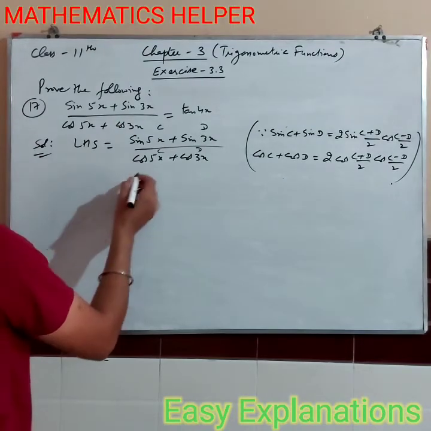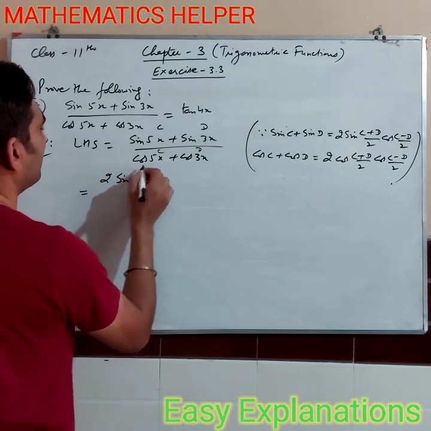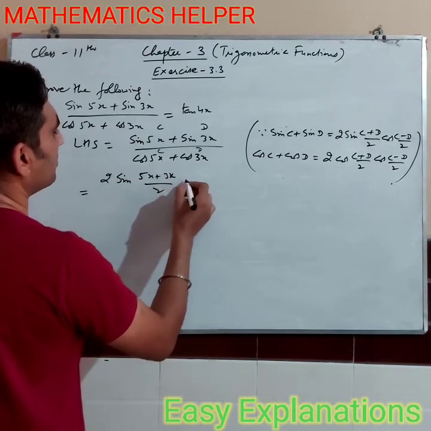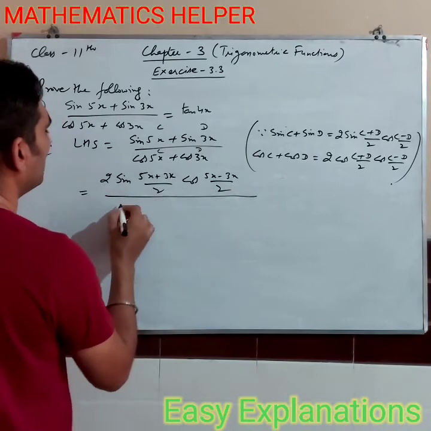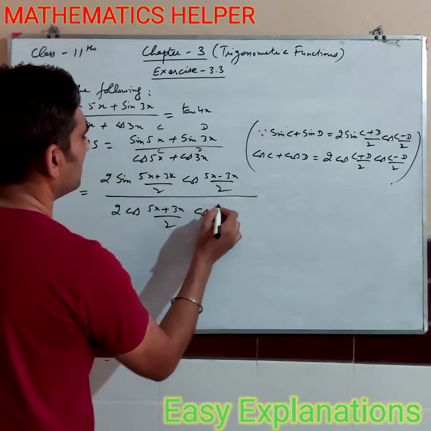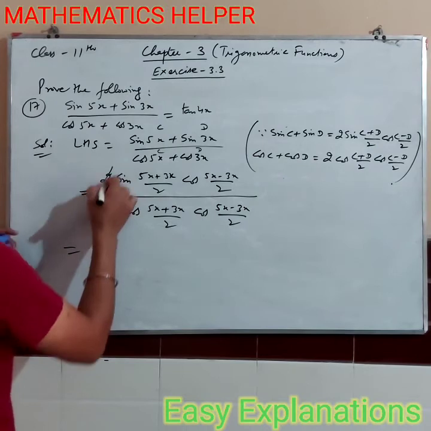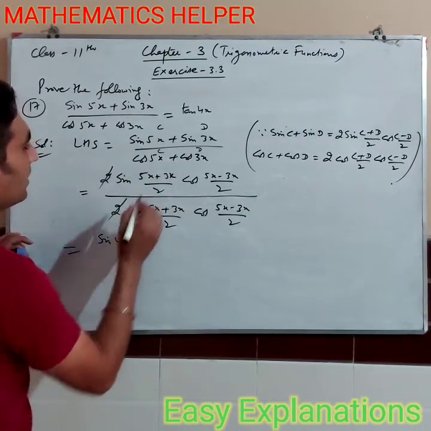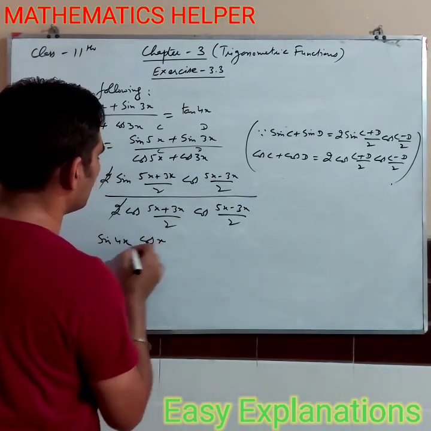So we will write now its calculation. According to this formula, in the numerator it will be 2 sine of the sum of angles over 2, meaning (5x plus 3x) over 2. Then cos of the difference of angles, (5x minus 3x) over 2. Denominator: 2 cos of the sum of angles over 2. Then cos of the difference of angles over 2. Now solve it further. 2 cancelled. Sine, 5 plus 3, 8. 8 over 2, 4. So it is sine 4x. And here cos, 5 minus 3, 2. 2 over 2, 1. So it is cos x only.